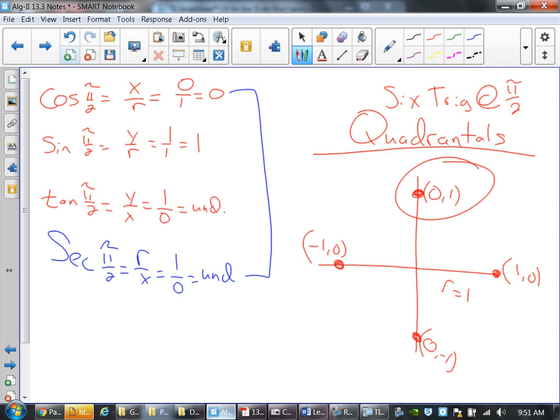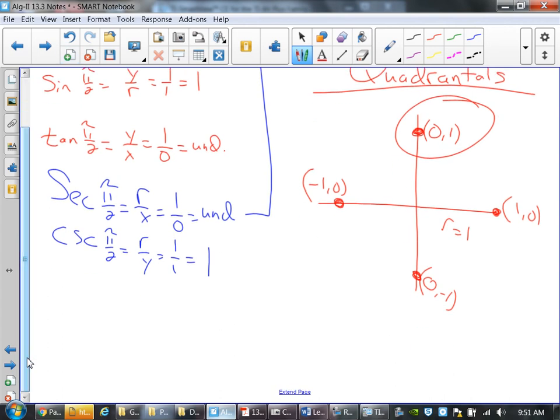Horizontal lines have a slope of 0. Vertical lines have a slope of undefined. That's why they're perpendicular. That's where this comes from. What's the reciprocal of 1? 1. That's why cosecant is 1. The reciprocal of 1 is 1. What's the reciprocal of undefined then? 0. Very good. So cotangent is x over y.